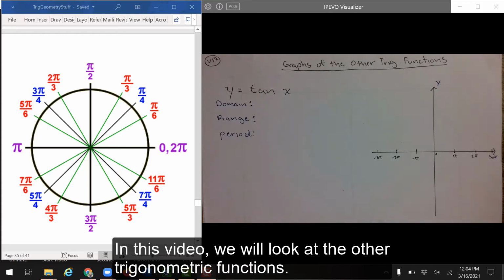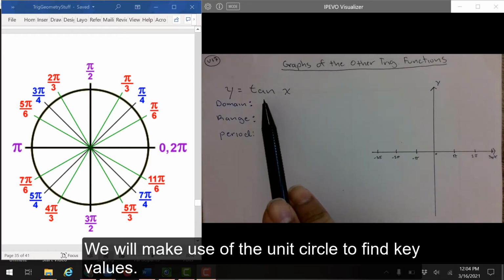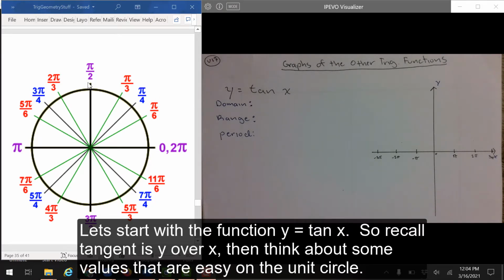In this video, we will look at other trigonometric functions. We will make use of the unit circle to find key values. Let's start with the function y equals tan x. So recall tangent is y over x. Then think about some values that are easy on the unit circle.